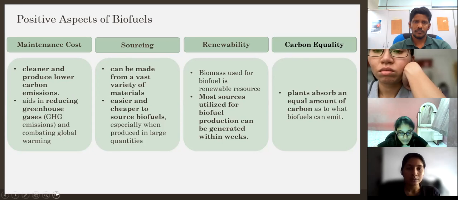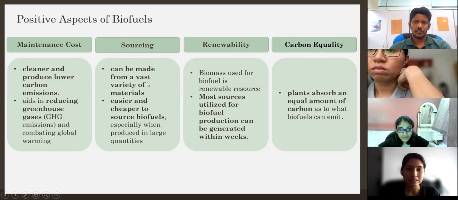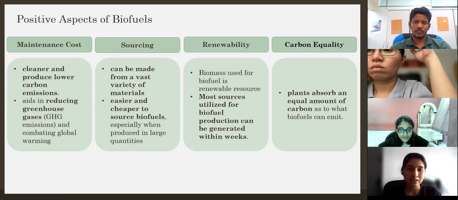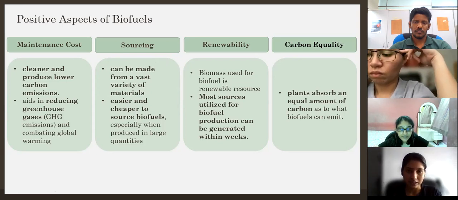The second one is the sourcing. Because biofuel can be made from a vast variety of materials, it's easier and cheaper to source the biofuels, especially when it is produced in larger quantities.